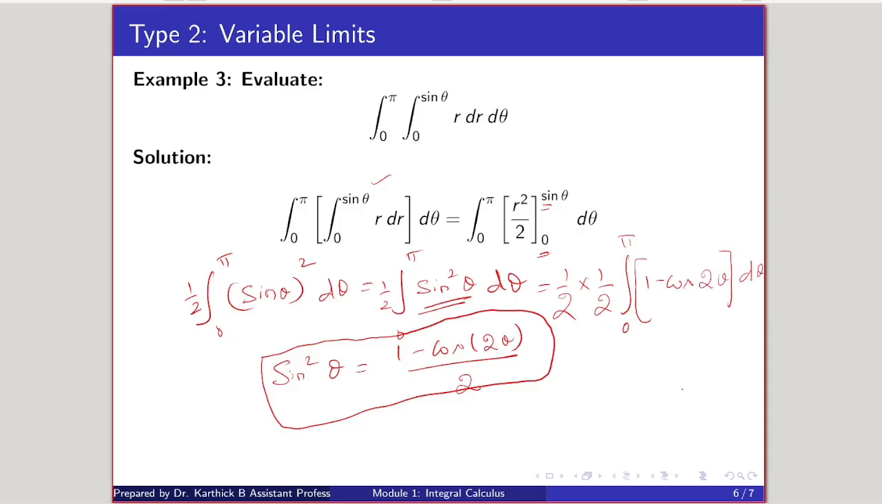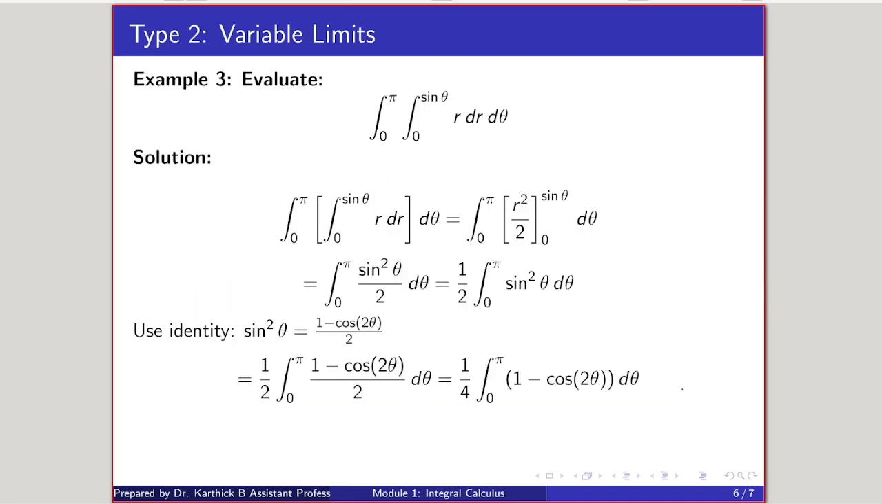So on the next step we get this 1 minus cos 2 theta by 2. So 1 by 2 into 1 by 2, it becomes 1 by 4. So now the terms are 1 and cos 2 theta. Separately we may take 1 by 4 outside, and from 0 to pi we may split the integral into d theta and 0 to pi cos 2 theta d theta.